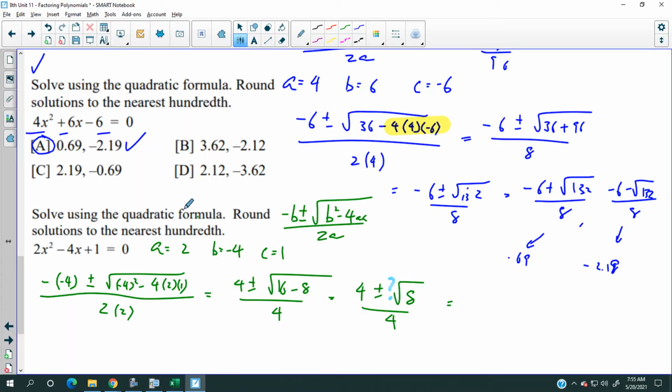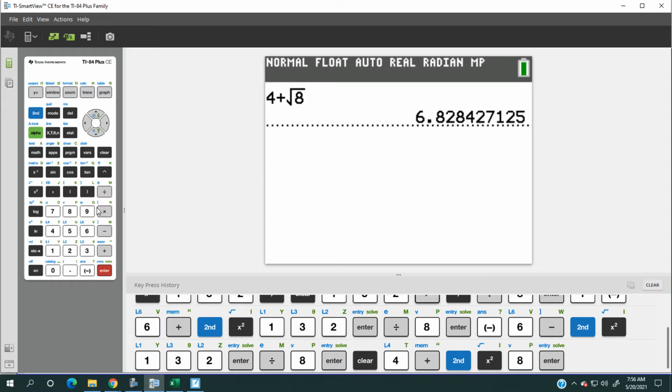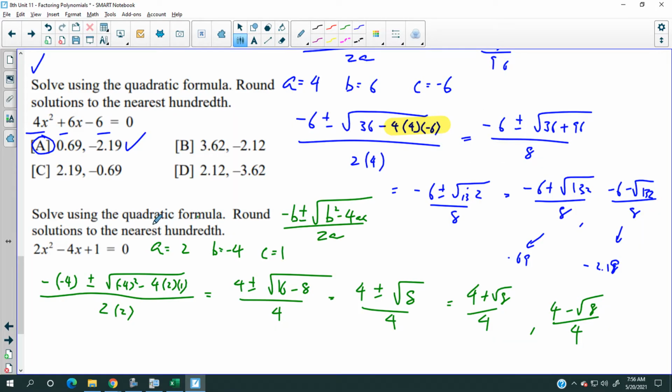Wait, what is it again? 4 plus square root of 8, let me write it out. 4 plus square root of 8 over 4, 4 minus square root of 8 over 4, right? All right, let's see what that looks like. 4 plus the square root of 8 over 4, 1.7. Now rounding to the hundredths, right? 1.71. All right, so the solution is 1.71.